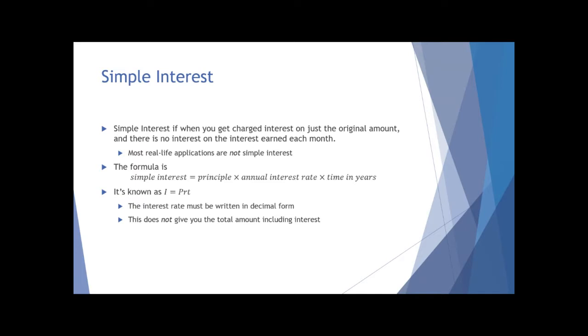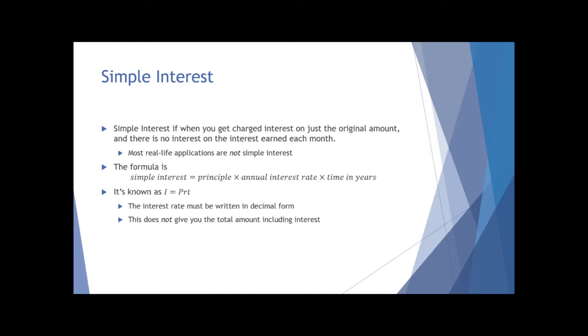So the formula is the amount of simple interest is equal to the principal, which is basically the amount you're borrowing or the amount you have, times your annual interest rate. Simple interest is always annually, so it's always per year. So you get interest once a year, which is different from most bank accounts and everything. And then you multiply that by how many years you're getting interest. So the equation is I equals PRT.